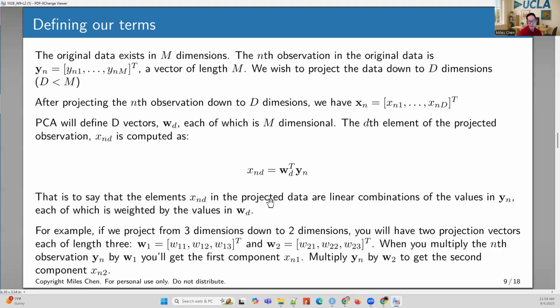So if we want to project from 3 dimensions down to 2 dimensions, we would have two of these weight vectors, each of length 3. We're going to have a W1 and a W2, and when you multiply your observation y by W1, you're going to get the first component in X. And then when you multiply that observation by W2, you'll get the second component.